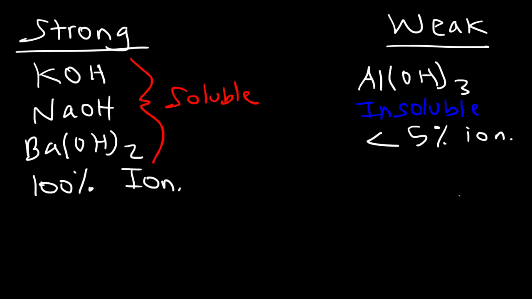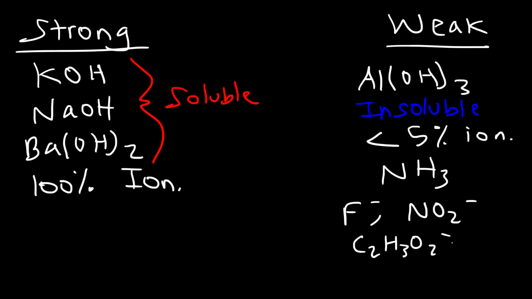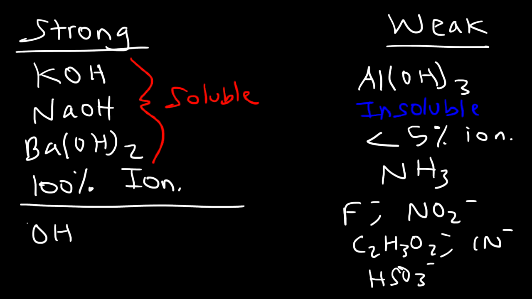Some other examples of weak bases include ammonia and the conjugate bases of weak acids like fluoride, nitrite, acetate, cyanide. All of these are weak bases. Even HSO3-. Other examples of strong bases besides hydroxide are oxide. If you have oxide in solution, that's a strong base, and hydride.